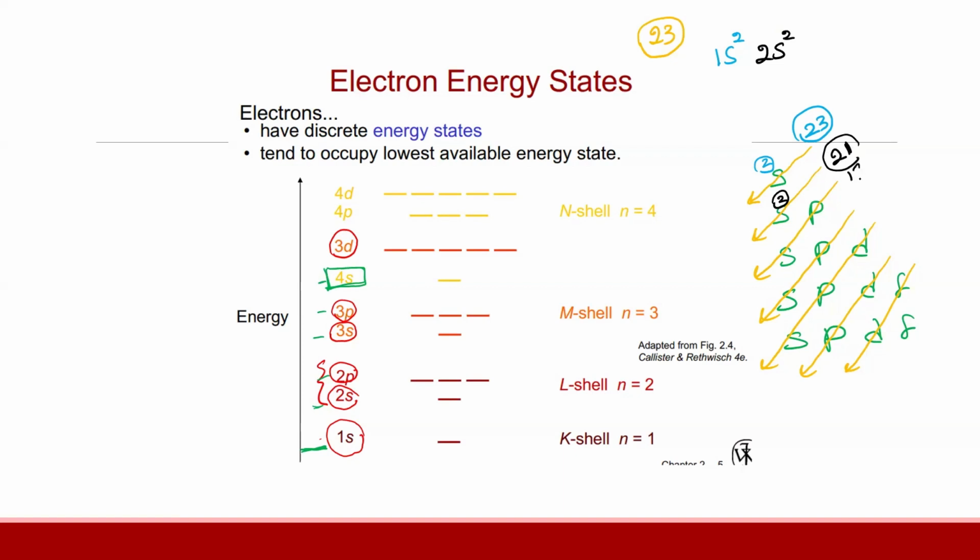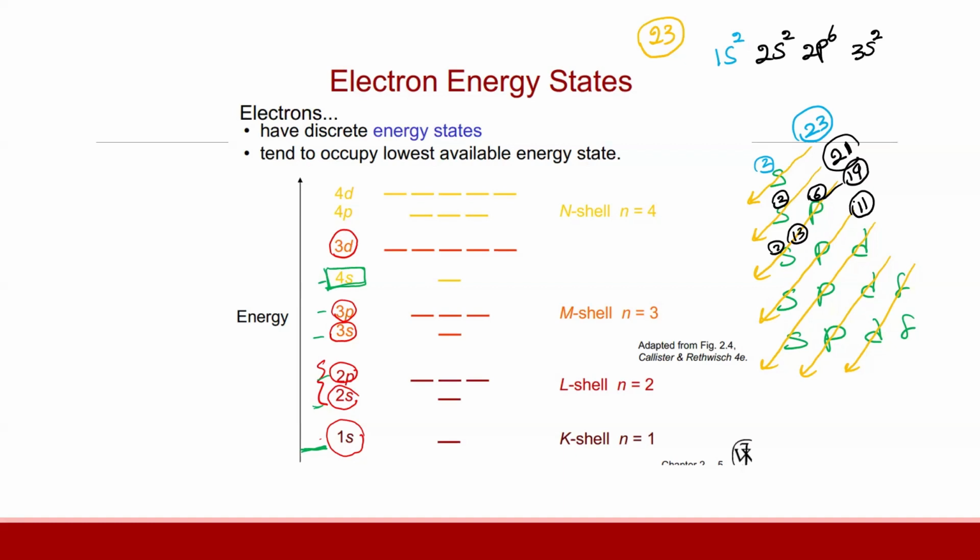Then we have 19. That 19, p can have 6, isn't it? Yes. So 2p6. 19 minus 6 will be 13, isn't it? Out of that 13, this 3s can take 2, so this will become 11. Make sense? Do you understand what I am doing?